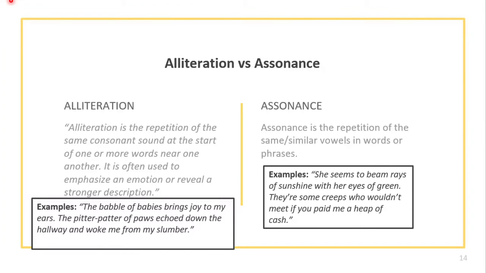Assonance is the repetition of the same or similar vowels in words or phrases. Examples include, she seems to beam rays of sunshine with her eyes of green, or there's some creeps who wouldn't meet if you paid me a heap of cash.